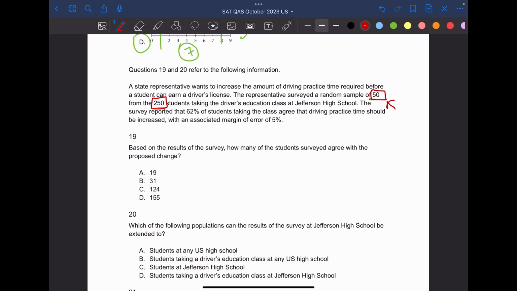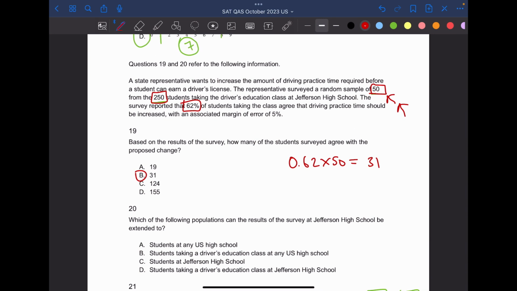Question number 19 says, based on the results of the survey, how many of the students surveyed agree with the proposed change? If 62% agree and 50 people were surveyed, what is 0.62 times 50? Put this in a calculator, you should get 31. So that is your answer and you're done. Super, super simple. Question number 20. Which of the following populations can the results of the survey at Jefferson High School be extended to?